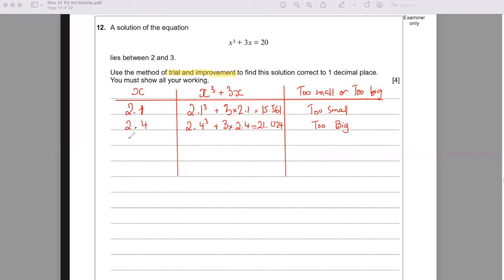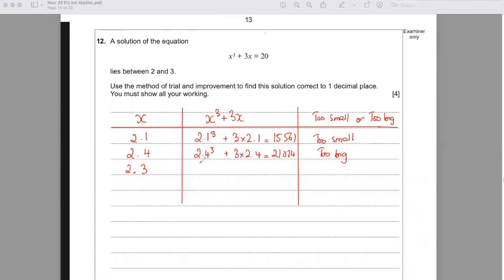So I would go back to 2.3 because 2.4 is too big, and I'm hoping this 2.3 will be too small. So 2.3 to the power 3 plus 3 times 2.3, that would be 19.067 in my calculator. So it's too small now, which is good. If it was too big, I would have to go back and do 2.2 as well. So this is what I mean by consecutive. You've got too big and you've got too small here.